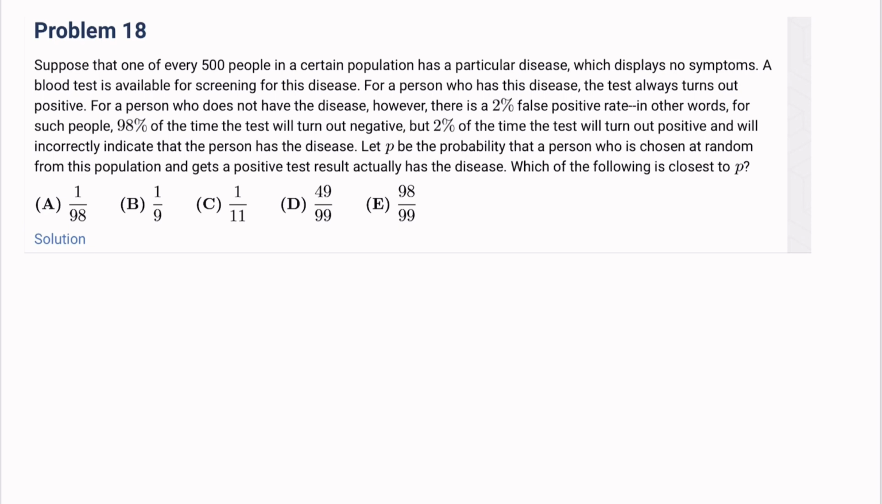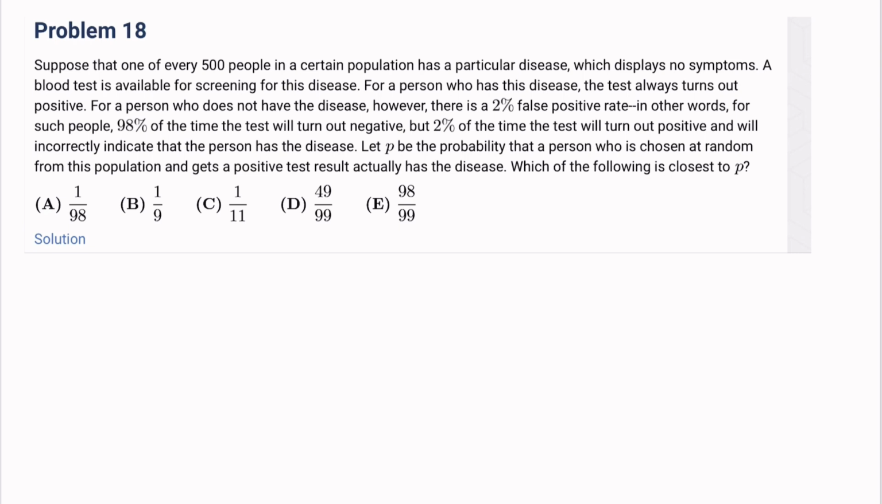Number 18. Suppose that one of every 500 people in a certain population has a particular disease which displays no symptoms. A blood test is available for screening for this disease. For a person who has this disease, the test always turns up positive. For a person who does not have the disease, however, there is a 2% false positive rate. In other words, for such people, 98% of the time, the test will turn out negative, but 2% of the time that test will turn out positive and will incorrectly indicate that the person has the disease. Let P be the probability that a person who is chosen at random from this population and gets a positive test result actually has the disease. Which of the following is closest to P?